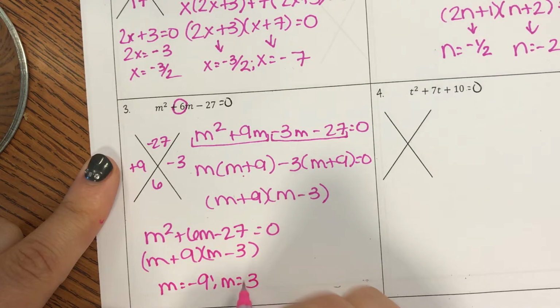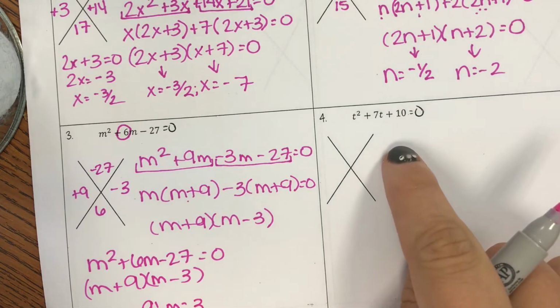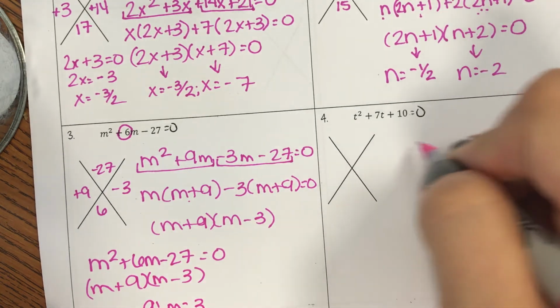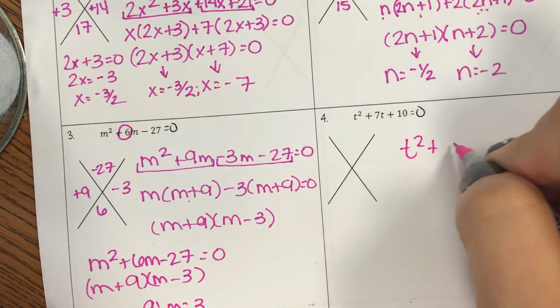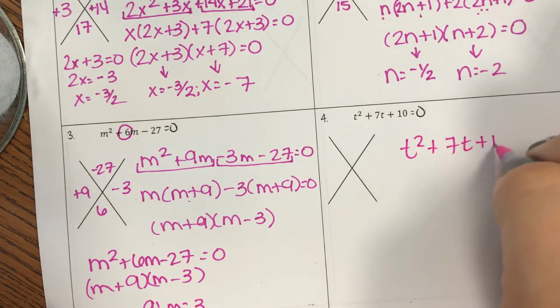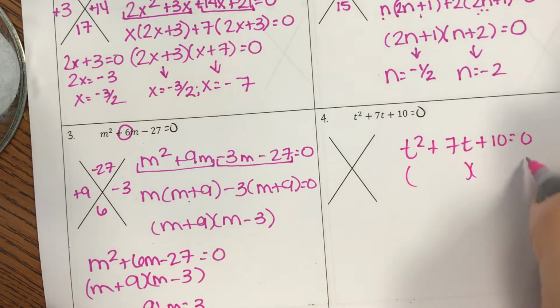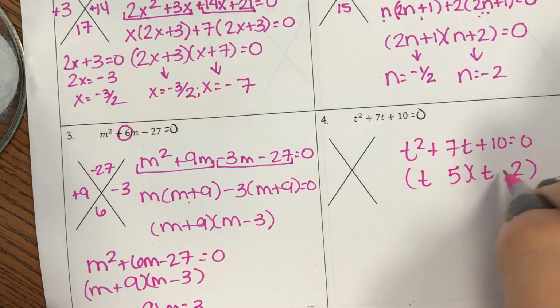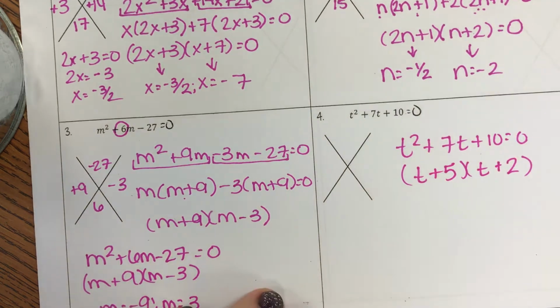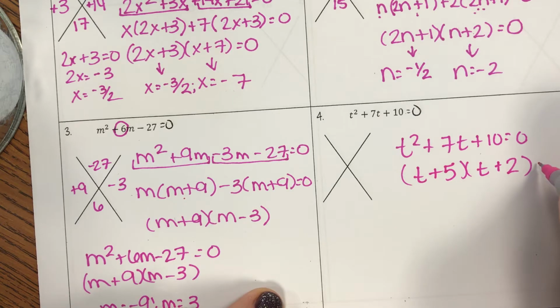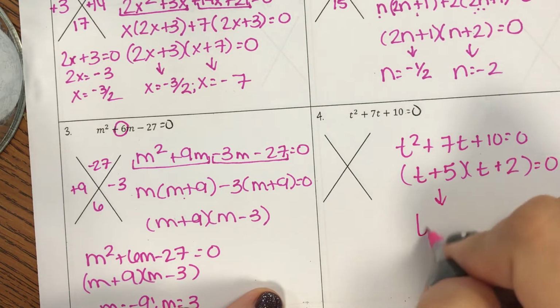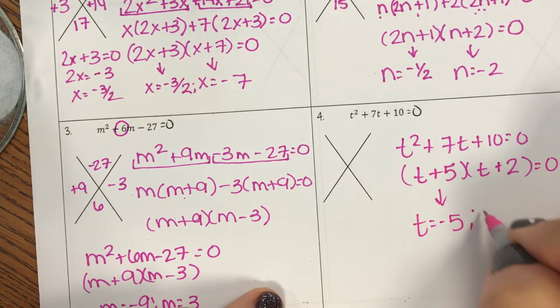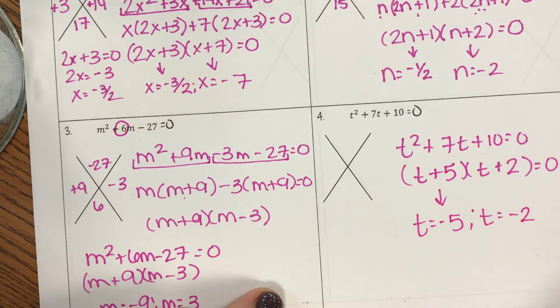equals 3. I'm going to do the last one by just factoring it like we've been doing it, with just the parentheses right away. This has to be 5 and 2. They both have to be positive to give me 7, positive to give me positive 10. T would equal negative 5. T would also equal negative 2.